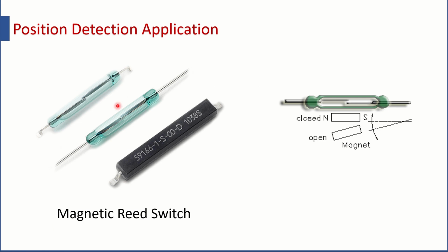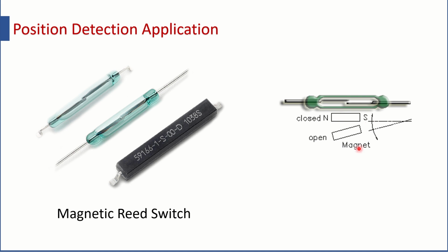This figure shows you magnetic reed switches. You can see such types of switches are also there. This is operated magnetically. Whenever you want to know whether a part is present or not, you have to attach a magnet to it. When the magnet is very near to this switch, both these terminals actually get connected. So you get a complete electrical path through the switch.